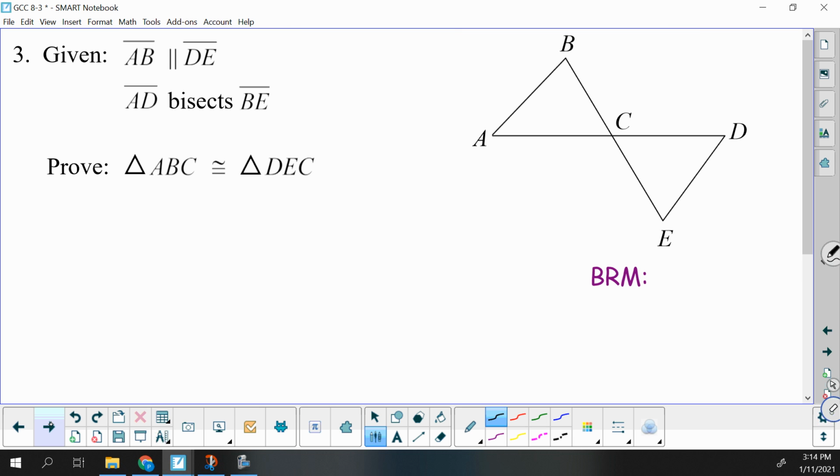Moving on to our next one, our basic rigid motion is a pretty familiar one. It's like that bow tie picture. So we've just got our rotation around point C of 180 degrees of triangle, and we'll just pick one of them, ABC. And from there, we'll do our statements and reasons and get down our givens.